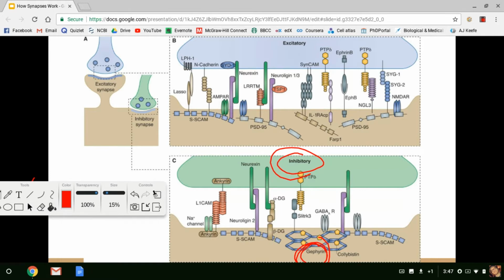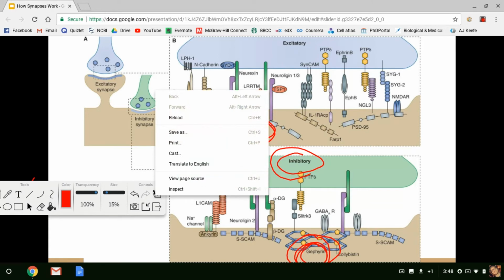In addition, if an experimenter or a researcher wanted to look for inhibitory synapses via immunohistochemistry, for example, an antibody towards gephyrin is what would be used. And by that same token, if an experimenter wanted to look at excitatory synapses, they would use an antibody towards PSD95.